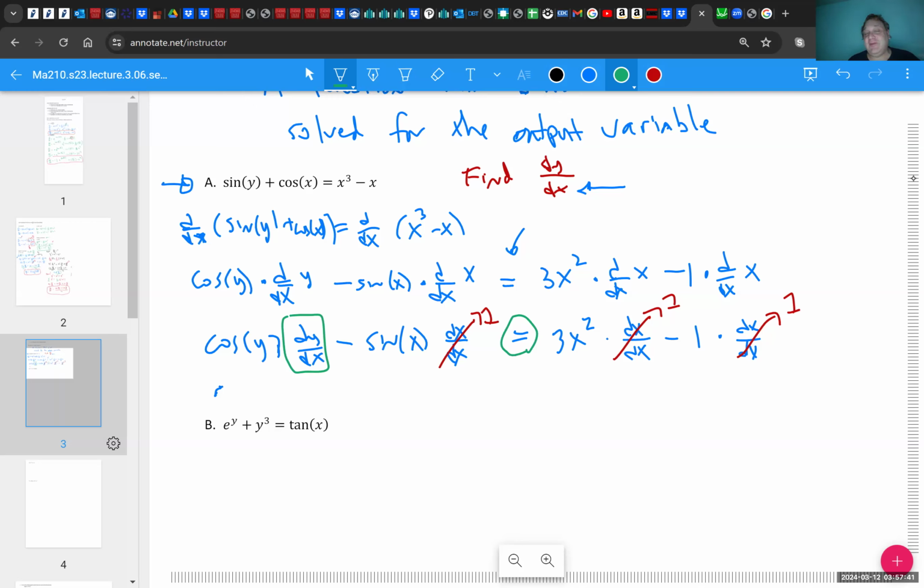In order to solve for a variable, in this case in order to solve for dy/dx, I need to get the dy/dx on one side, and I need to get everything else on the other side. So my dy/dx is attached to this cosine y through multiplication, but it's got a subtraction after that, subtracting sine x. So I can get rid of that minus sine x just by adding sine x to both sides.